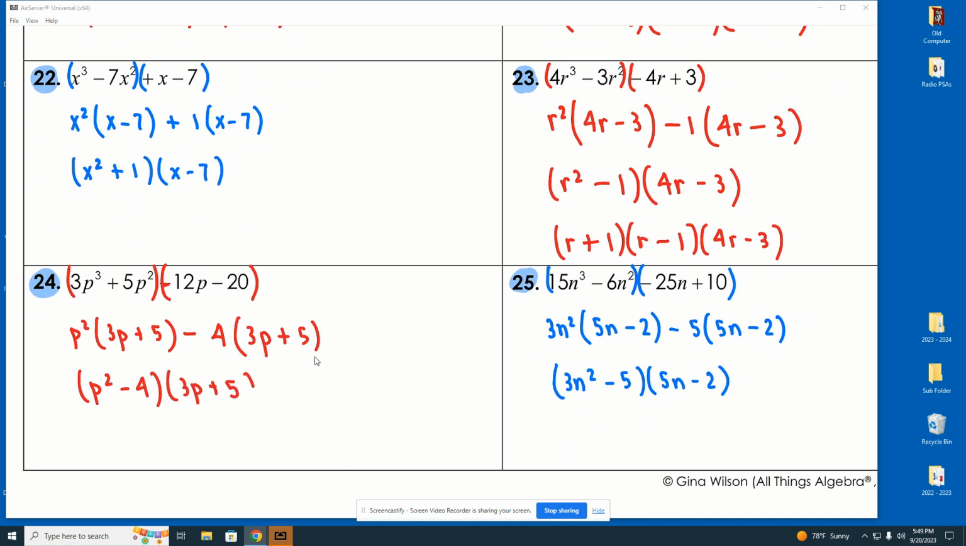Again, kind of like this one, here's difference of squares. So this factors into two binomials. And then don't forget 3p plus 5 comes on down. So that's p times p, that's 2 times 2, that's plus and minus. So p plus 2 times p minus 2 times 3p plus 5.